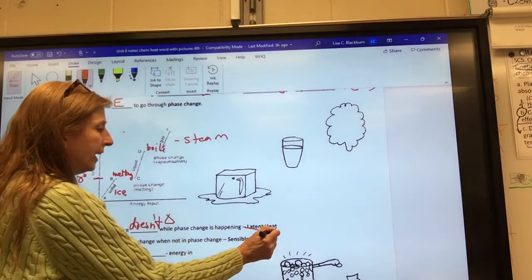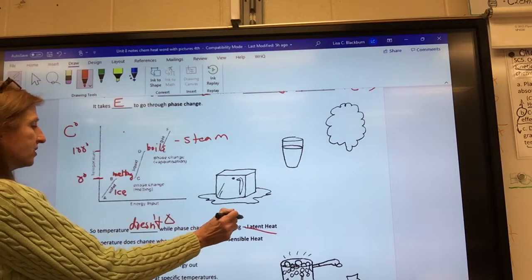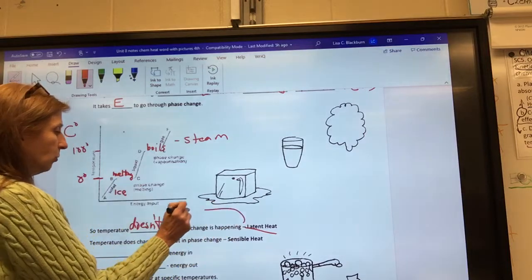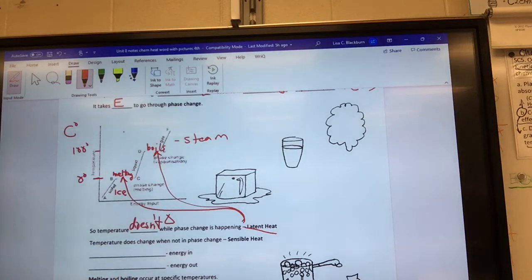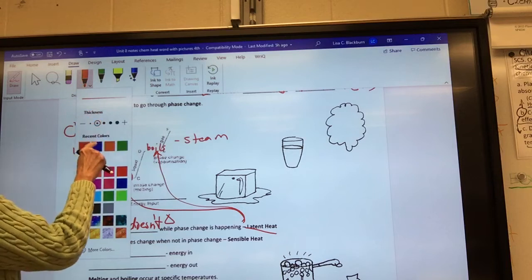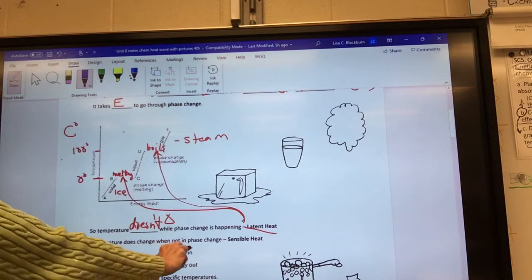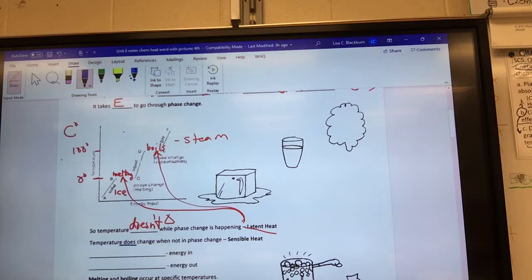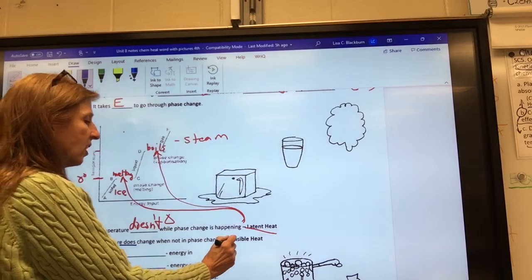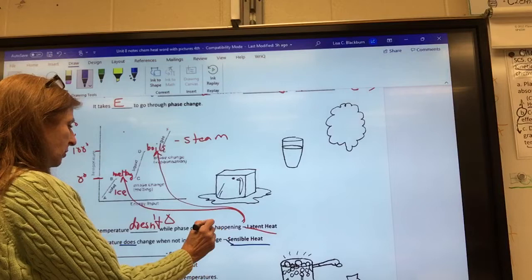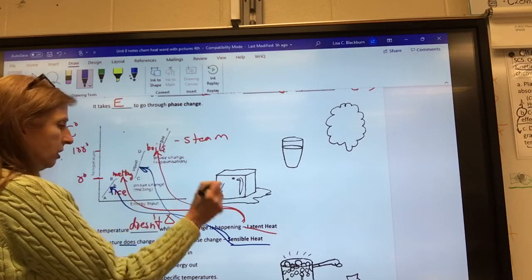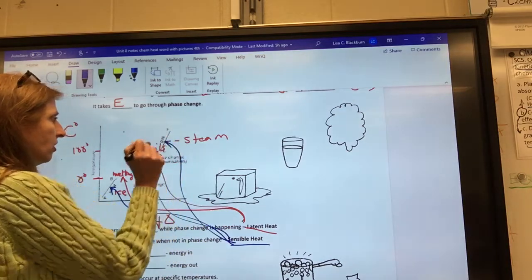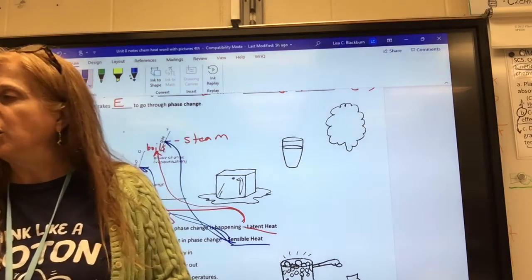This, where you add heat and the temperature doesn't change, is called latent heat. And you need to be able to identify where latent heat is on this diagram for your test. Change the color here. When temperature does change, when it's not in phase change, it's called sensible heat. So sensible heat is here, and there, and there.